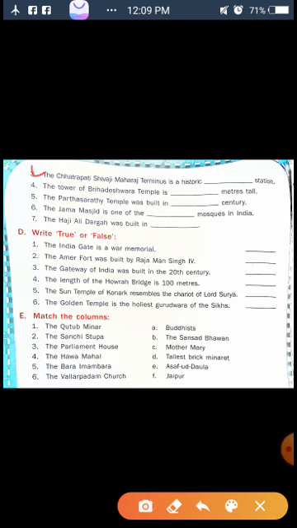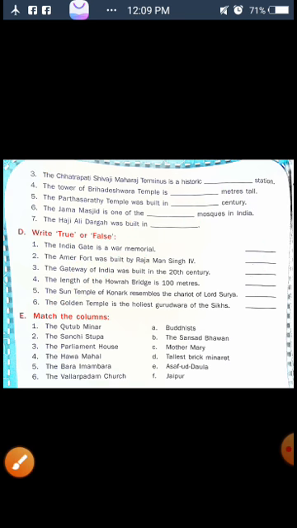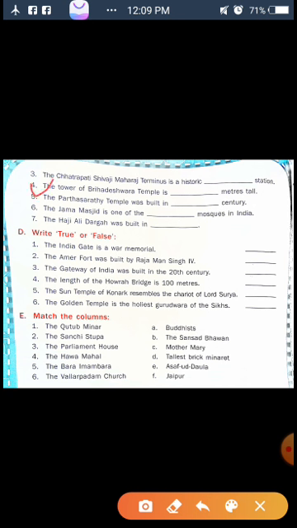Question number 3, the Chhatrapati Shivaji Maharaj Terminus is a historic dash station, R-A-I-L-W-A-Y, historic railway station. Then question number 4, the tower of Brihadeshwara temple is dash meters tall. How many meters tall is it? It is 66 meters tall.